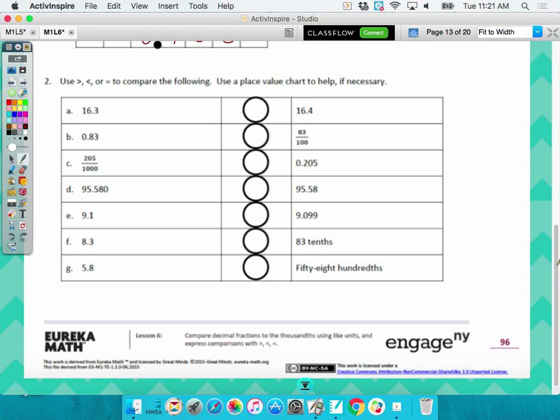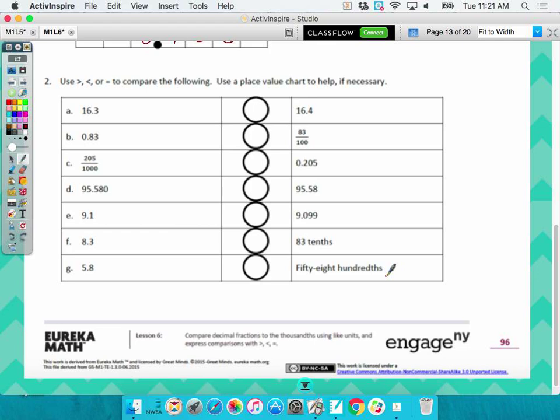Now, some of these I'm going to do in my head, but when I get to a fraction or unit form or word form, I am putting that on the place value chart. So, Cooper, are you writing a sentence, honey? Oh, no, I'm doing my place value. Okay, he's making a place value. You've got one beside you that you could use, if you want.